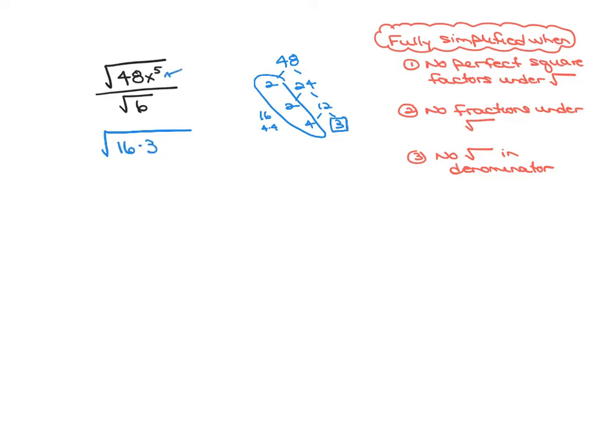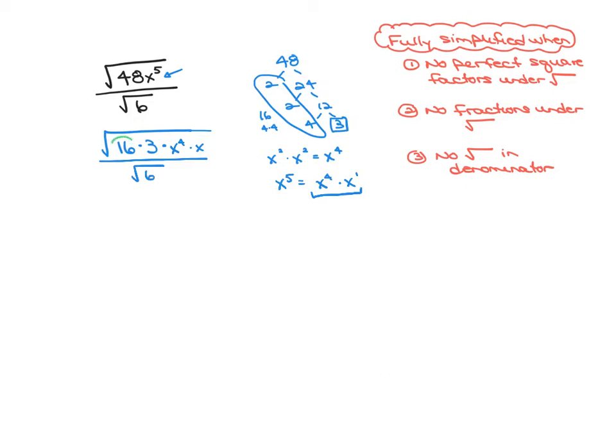Now, x to the 5th is not a perfect square factor, but I know x to the 4th is, because x squared times x squared is equal to x to the 4th. So if I'm thinking about x to the 5th, that's the same as x to the 4th times x to the 1st. Remember, when we're multiplying powers with the same base, we just add the exponents. So the perfect square factor here is x to the 4th and then times x to the 1st, or x. And the denominator 6 has no perfect square factor, so we'll keep it there.